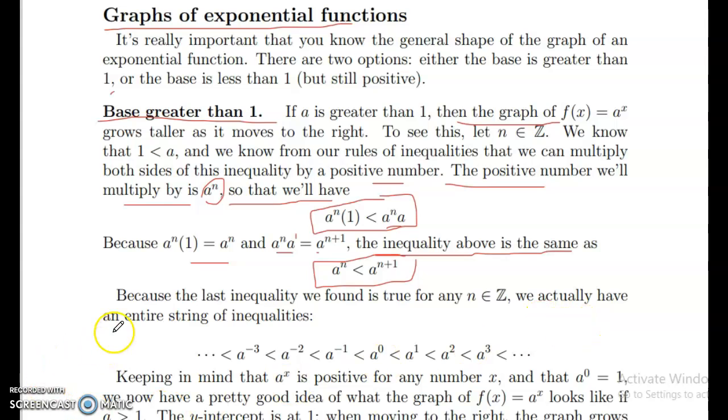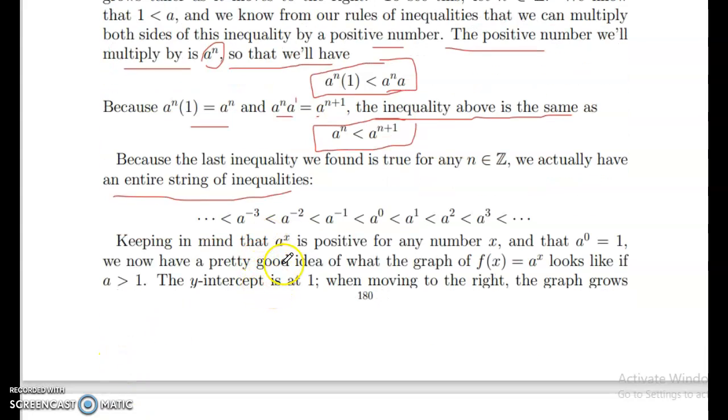We actually have an entire string of inequalities: a power minus 3, a power minus 2, a power minus 1, a power 0, a power 1, up to a power 3, keeping in mind that a power x is positive for any number x, and that a power 0 equals 1. We now have a pretty good idea of what the graph of f of x equals a power x is. If a is greater than 1, the y-intercept is at 1.